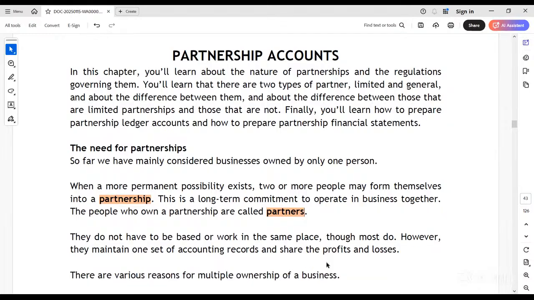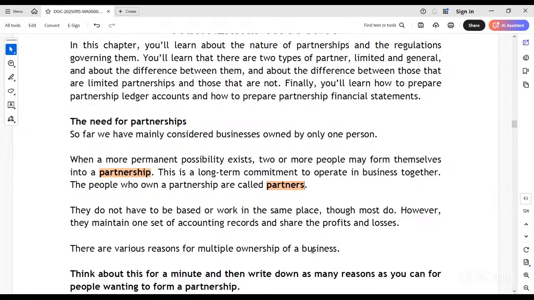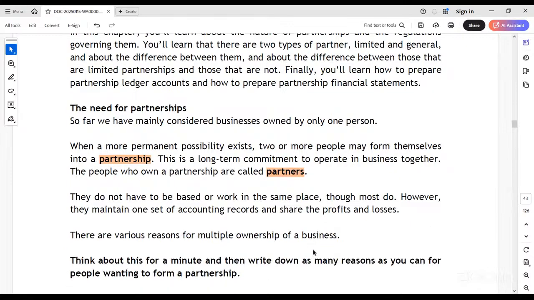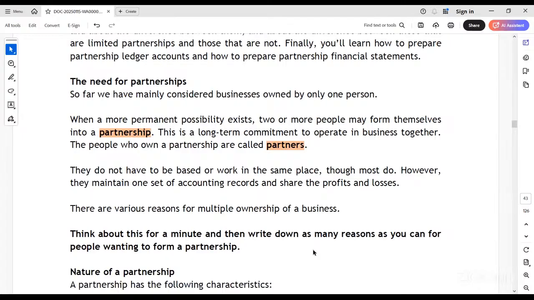Now, there are various reasons for multiple ownership of a business. Think about this for a minute, and then write down as many reasons as you can for people wanting to form a business. Why partnership business? Let us try to find out the reasons as to why people go into partnership.